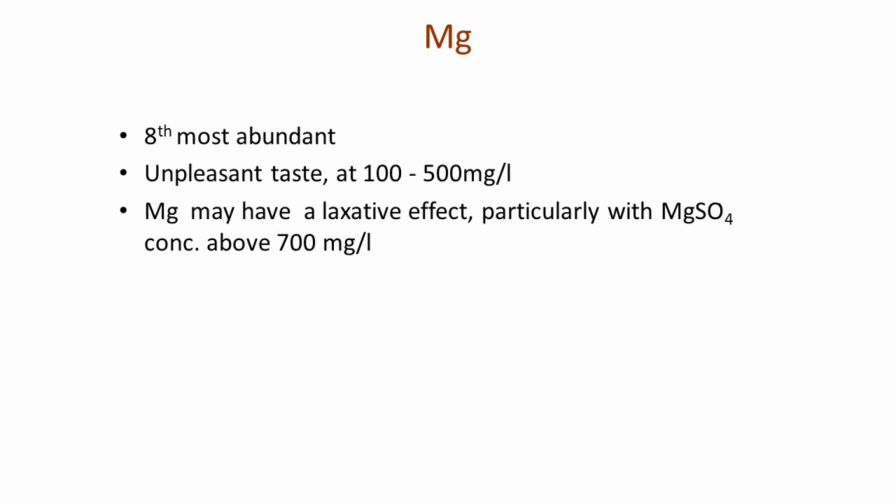Magnesium is the 8th most abundant element present in groundwater. If magnesium is present in groundwater, it will give an unpleasant taste. This taste can be observed at 100 to 500 mg per liter, and a sensitive person can easily identify this unpleasant taste. Magnesium may have a laxative effect, particularly with magnesium sulphate concentration above 700 mg per liter.